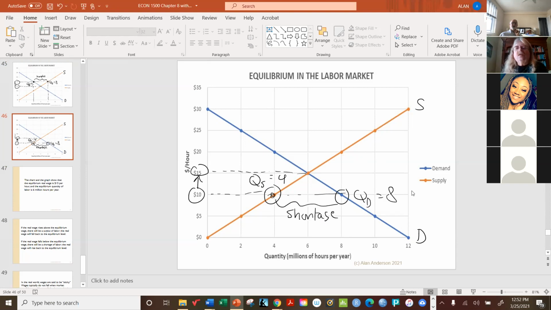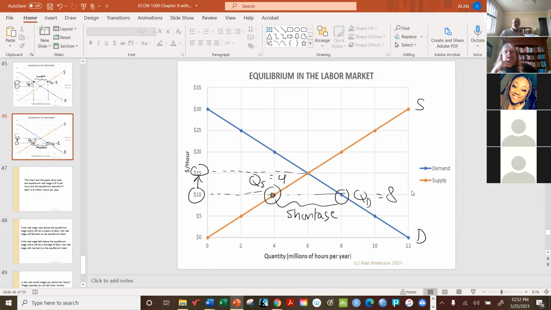So the stickiness really only applies in one direction. Wages tend to be sticky only in the downward direction. If wages are too low and that leads to a shortage, employers need to get their products produced, so they will turn around and start offering higher wages until the situation resolves itself.